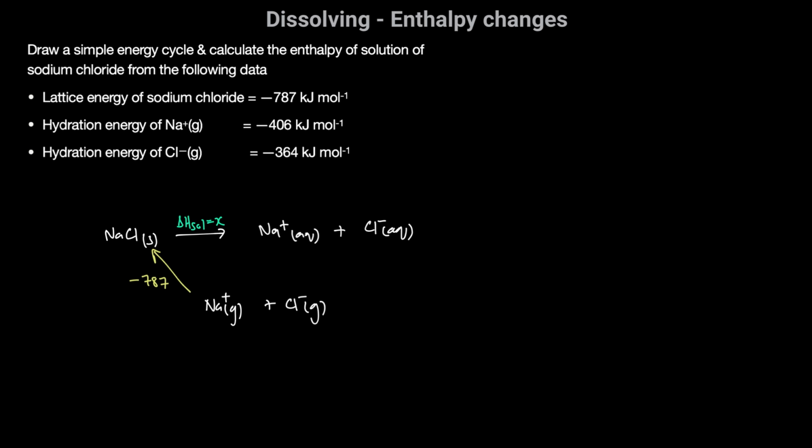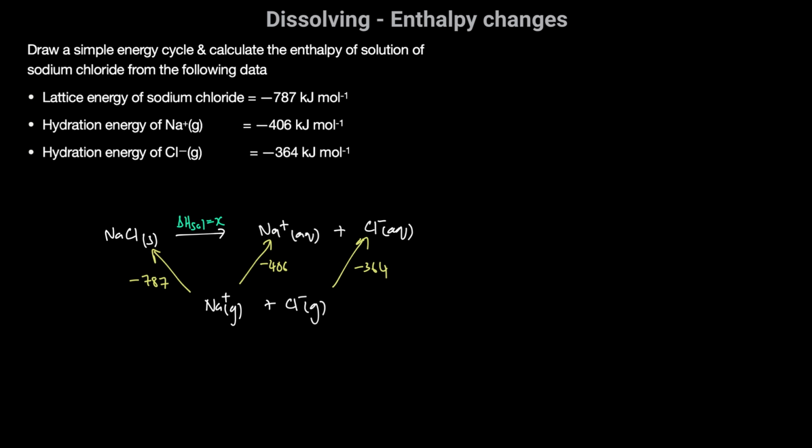Whereas the hydration enthalpy refers to the energy released when 1 mole of this gaseous ion is dissolved to form aqueous ions. So we have 1 mole of sodium ions and 1 mole of chloride ions. So this is the enthalpy of hydration of sodium ions, that is minus 406. And this is the enthalpy of hydration of chloride ions, that is minus 364.